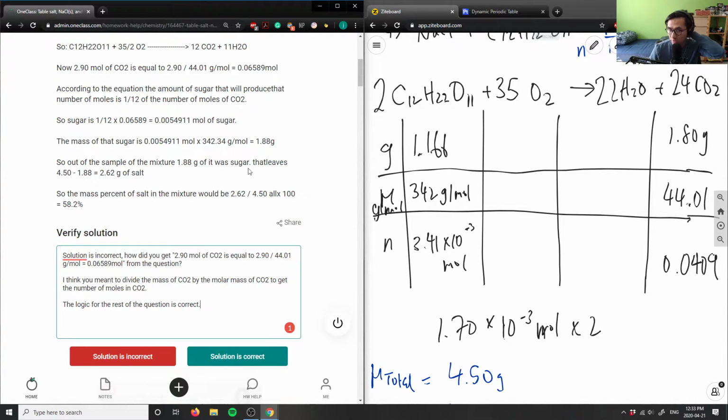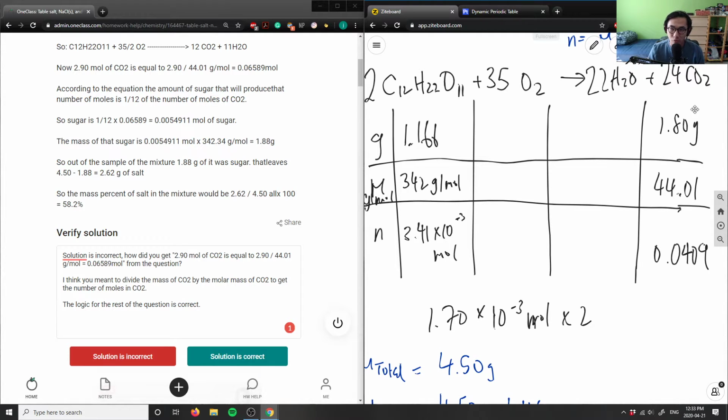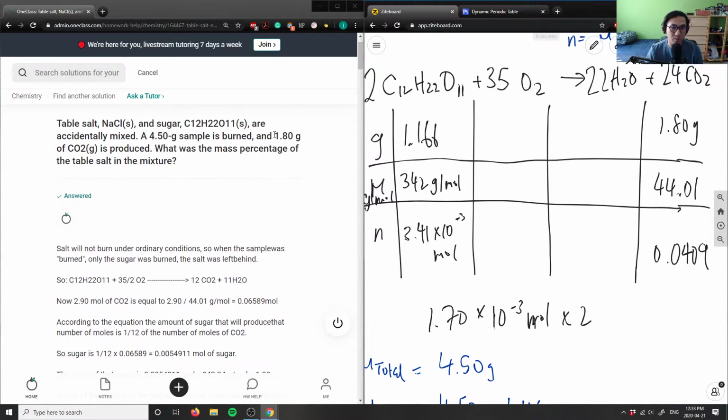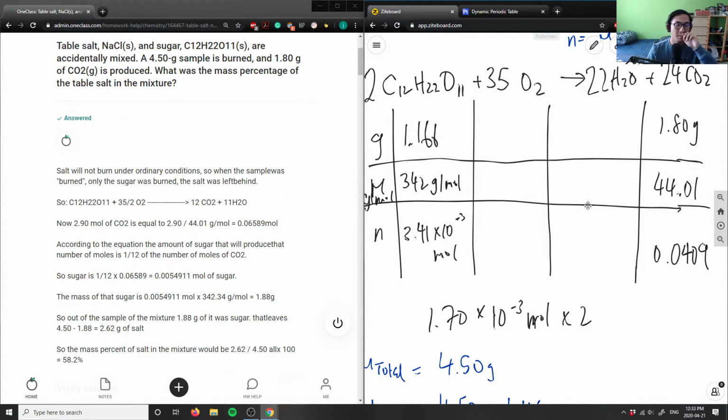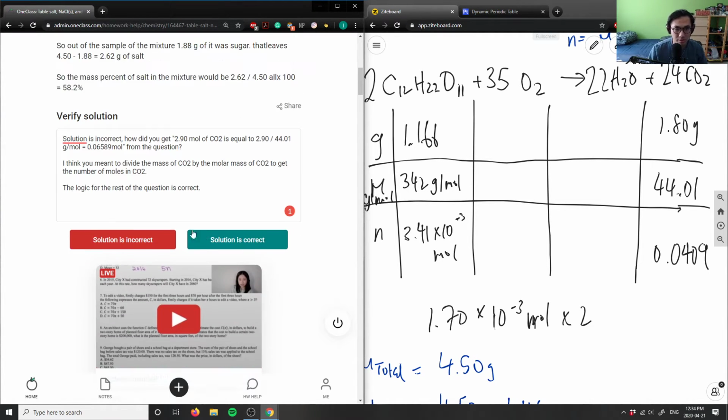So again, this question is incorrect because I solved this problem using, again, the grams of CO2. I was given that in the first place. So 1.080 is grams of CO2, and I'm dividing that by 44.01 to get our moles here. And in this first problem here, they already messed up because this is 2.90 divided by 44.01. So this solution here is incorrect.